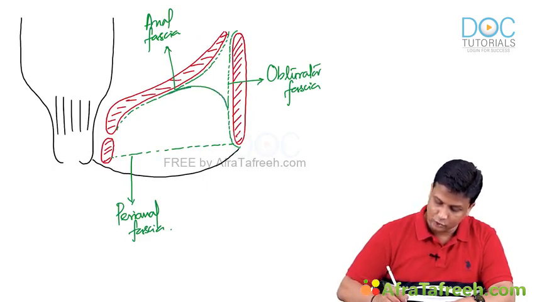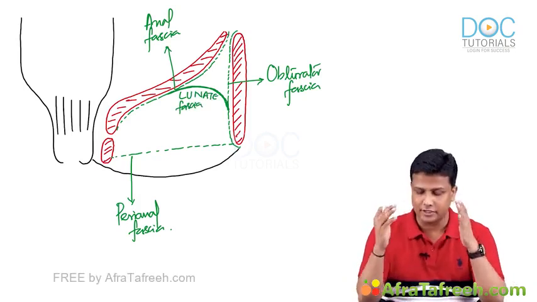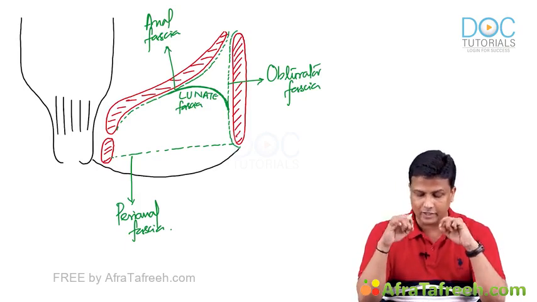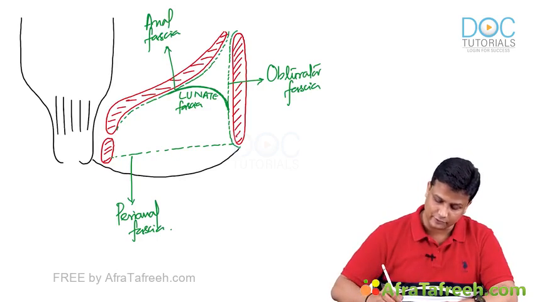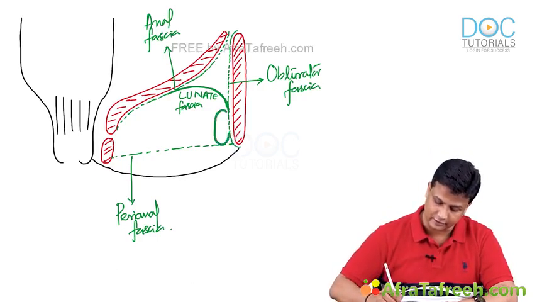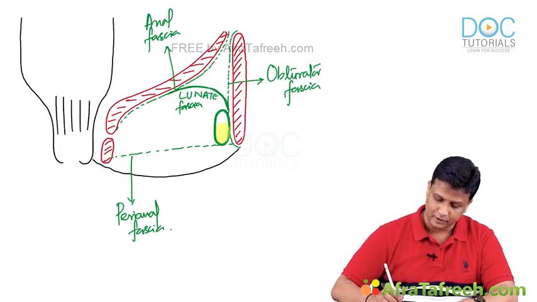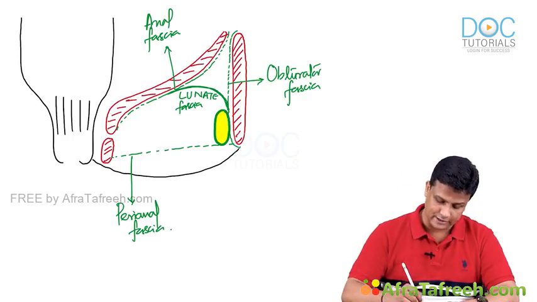that will be the lunate fascia here. This is the lunate fascia. The shape itself is telling you lunate fascia. Between the anal fascia and the obturator fascia, you'll be able to appreciate one more, that is a lunate fascia. And why am I telling you about all these things here? Because all these fasciae contribute to the formation of a canal here, and this canal will be the pudendal canal. So pudendal canal is actually formed by the contribution from all these fasciae, guys.